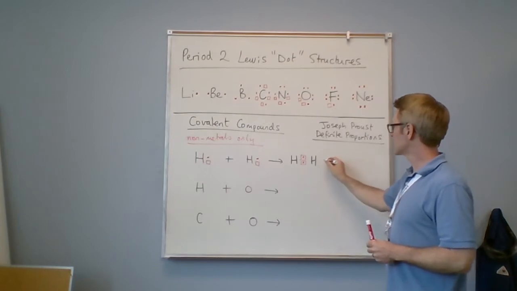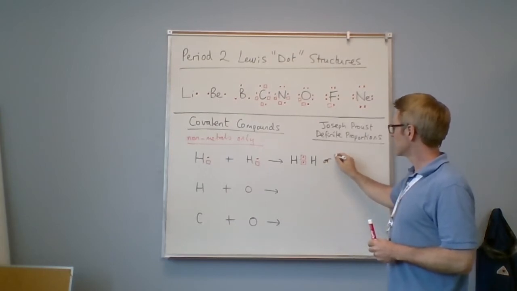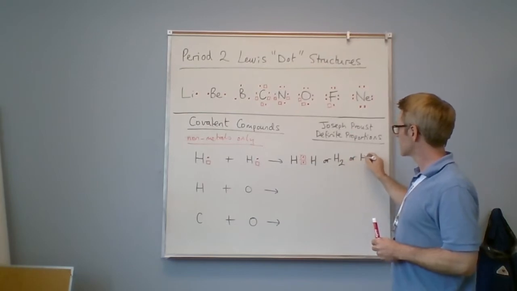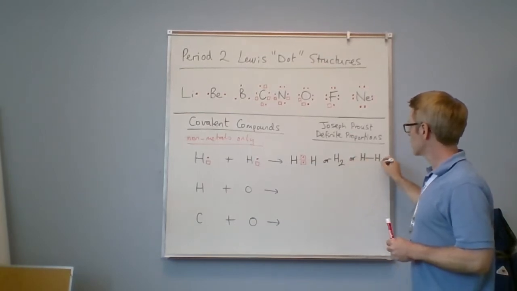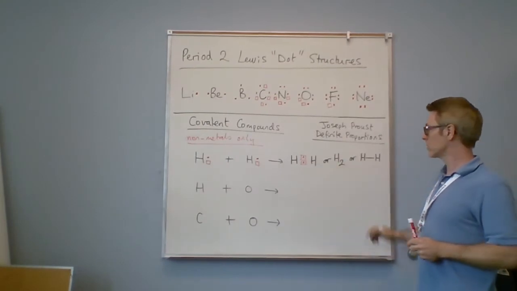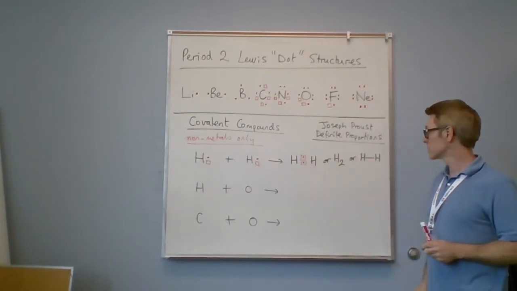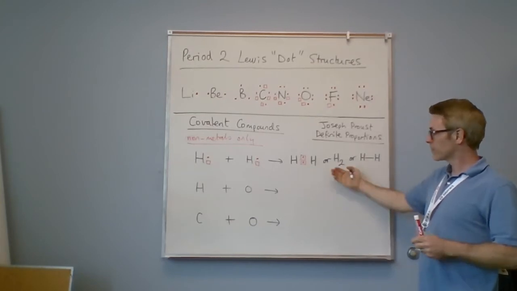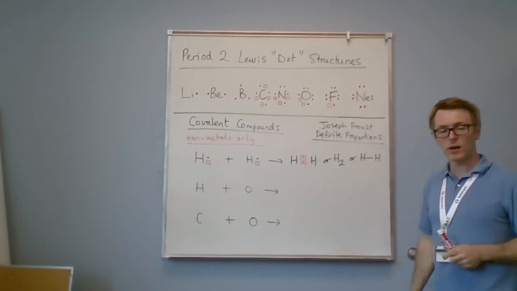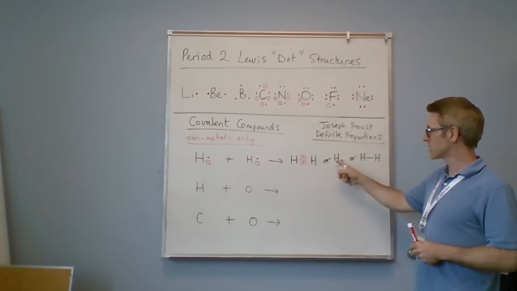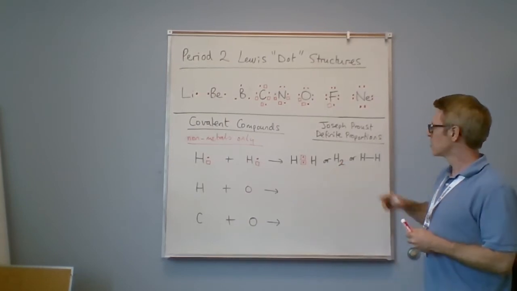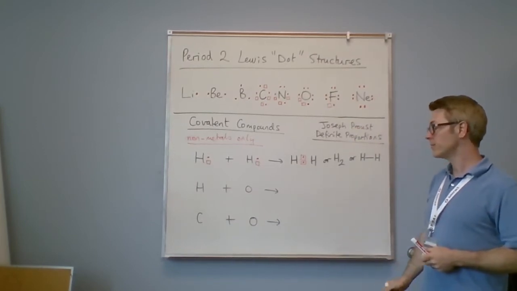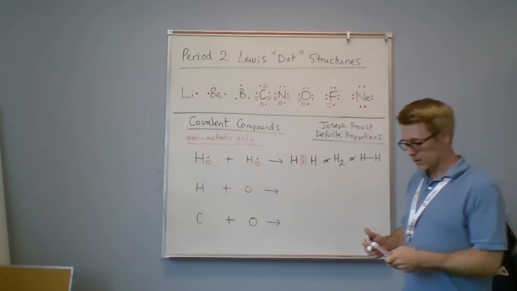We can just draw this as either H2, or we can draw it as H line H, where the line represents the bond, or the line represents two electrons. Well, you wouldn't really talk about definite proportions here because there's only one type of element. You really talk about definite proportions when you have at least two types of element. So let's try that with hydrogen and oxygen.